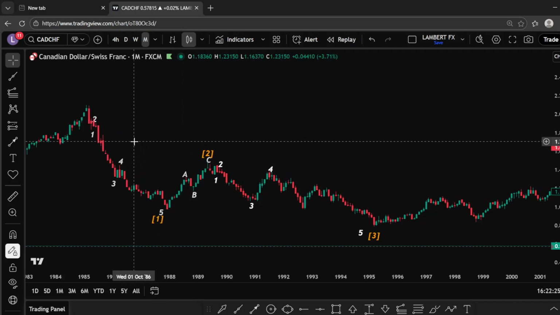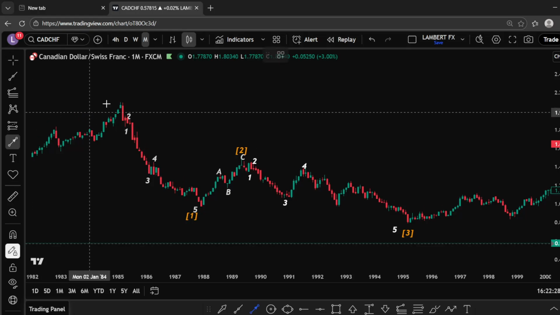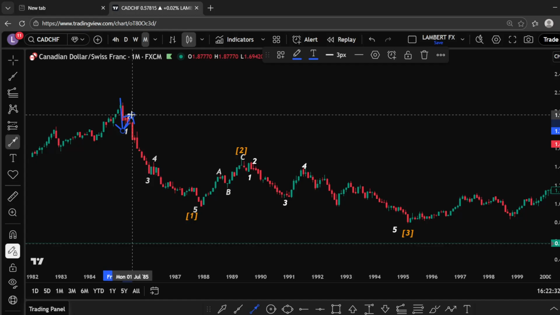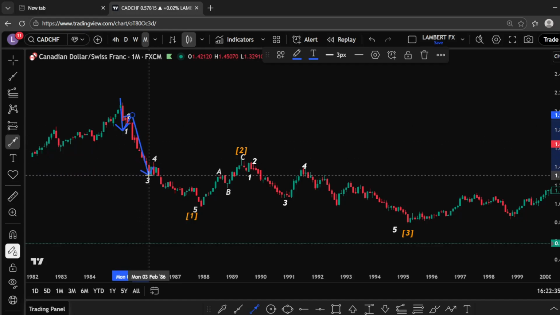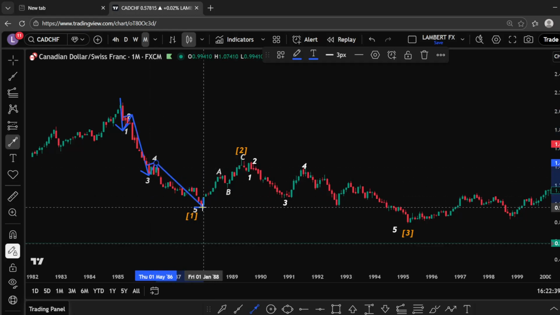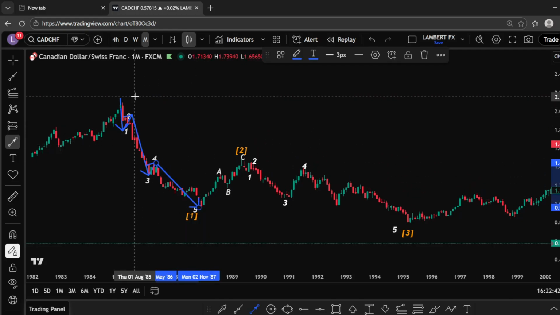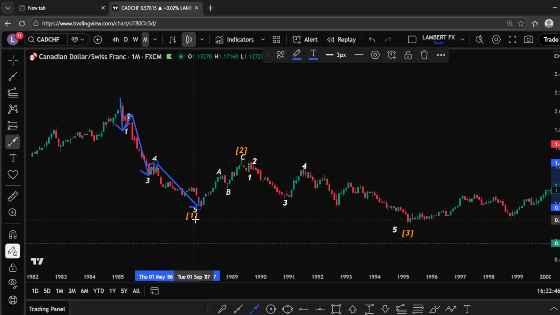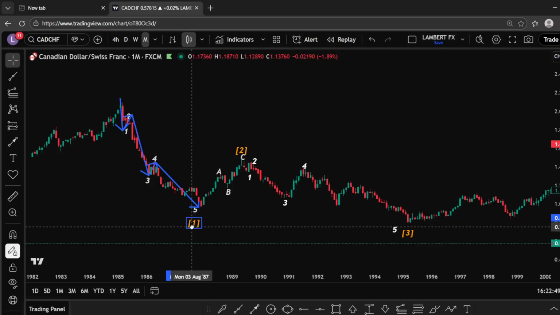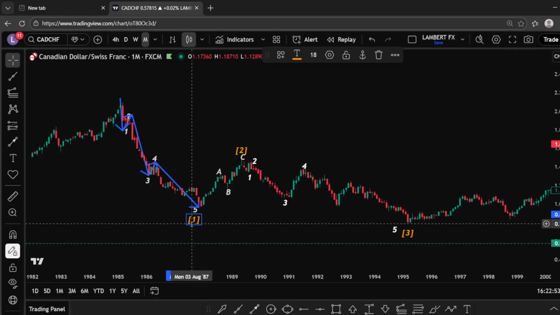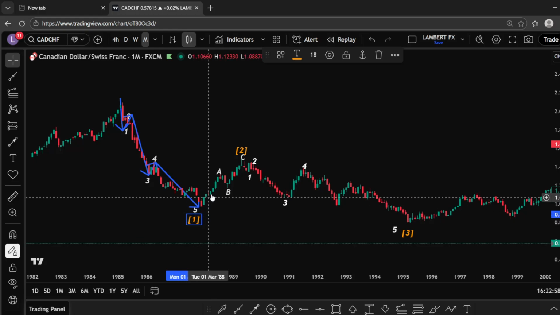For example, this is the first move down, leg 1, leg 2, leg 3 should be the longest of the waves. Then leg 4, and then leg 5 terminates there. So this is a full completion of the impulsive leg. I label this as number 1 because this is the 5th wave completed there. So this is my number 1 move.